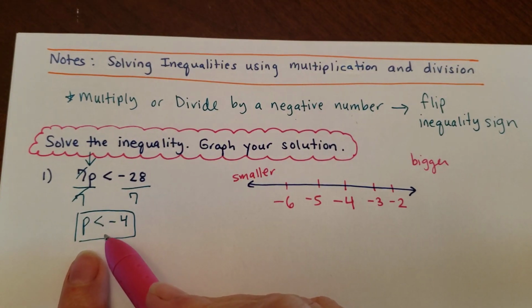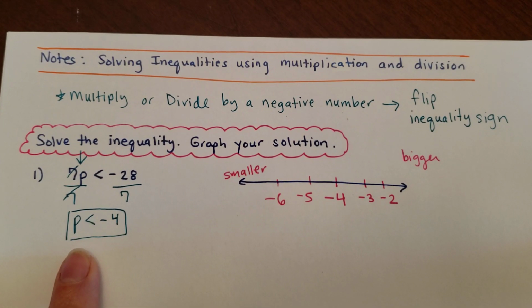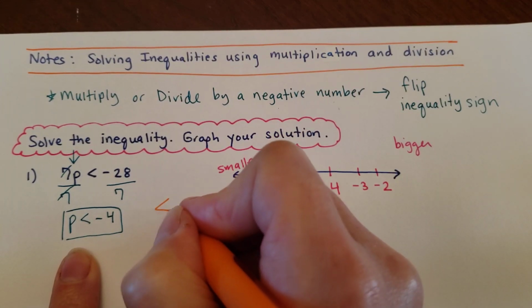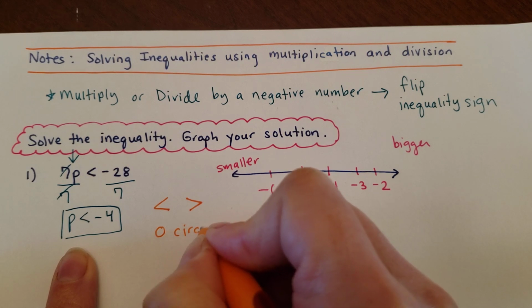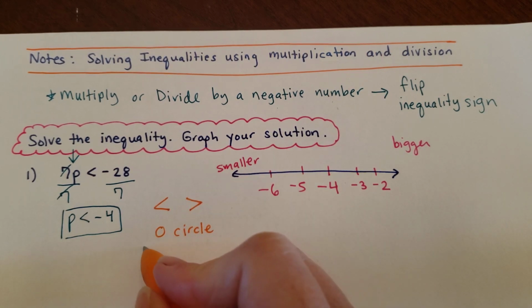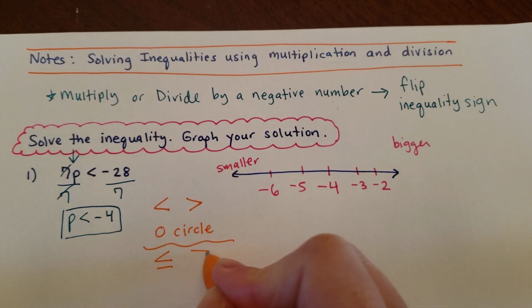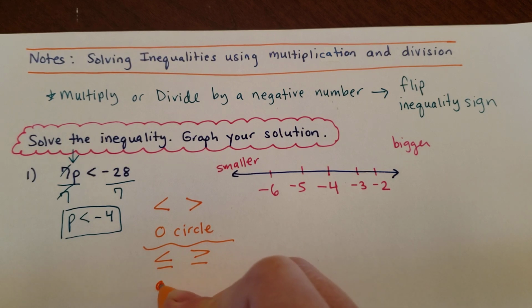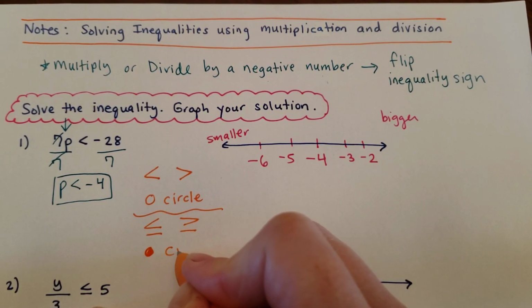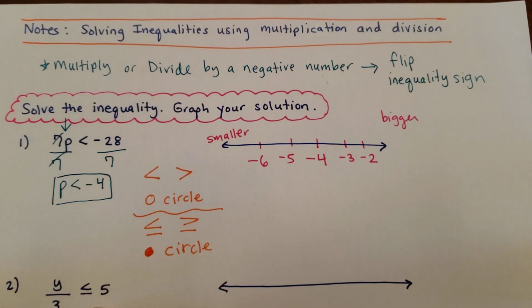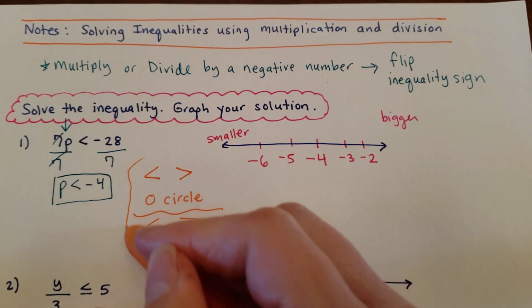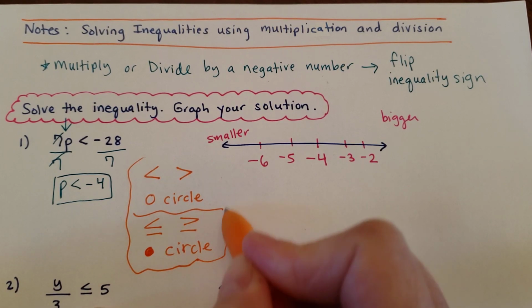Now, there's no bar, so just a quick little reminder, if it's this inequality or this inequality, that's an open circle, versus if it has a bar under it, it's a closed circle. So when we're doing the graphing today, that's how you're going to distinguish between the circles. Okay, so just a quick review on that.